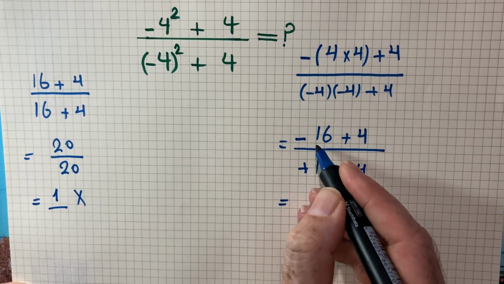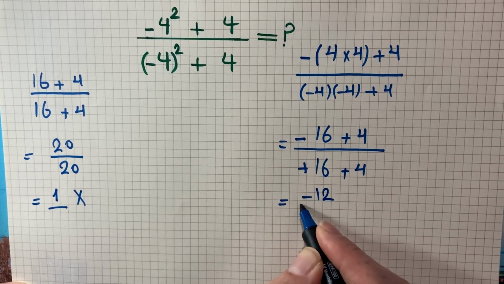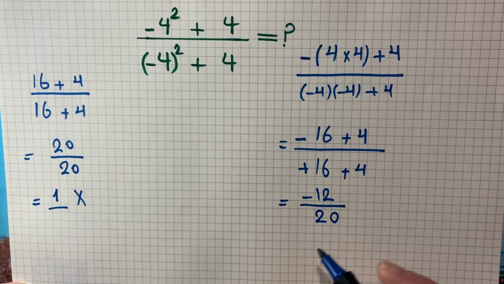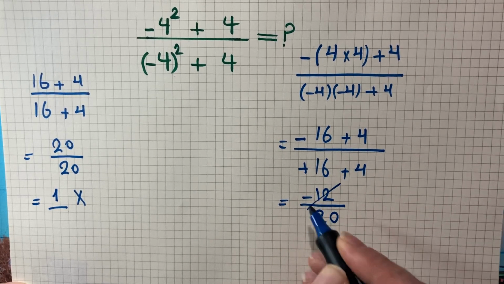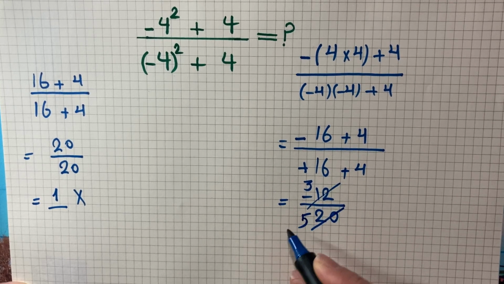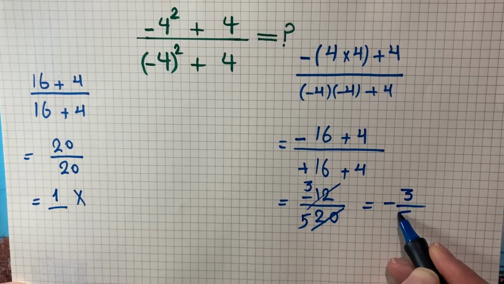On top we have -16 + 4, which means -12, over 16 + 4, which is going to be 20. 12 divided by 4 is going to be 3. 20 divided by 4 is going to be 5. So the answer is going to be -3 over 5.